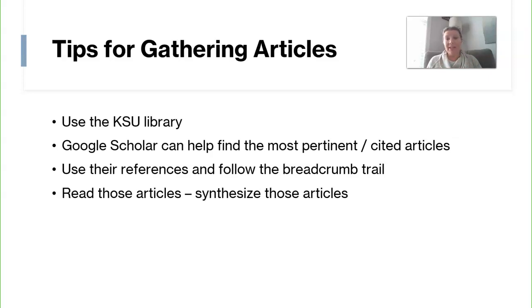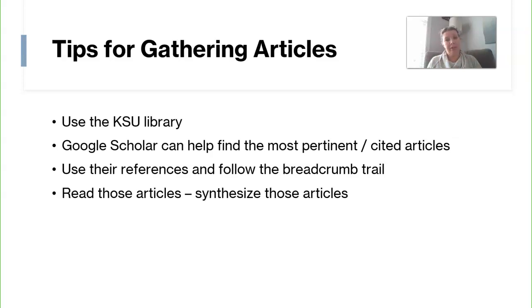To gather those articles, definitely use the KSU library. That's the best place to go. PsycArticles and PsycInfo are the best databases to look in. Academic Search Elite is not too bad either. But don't forget, there is an assigned psychology research librarian who can help you. Her name is Ashley Hoffman, and all her information is in D2L. In particular, there's a library module, I think in Unit 3, where she provides tutorials on types of scholarly articles and all kinds of information.